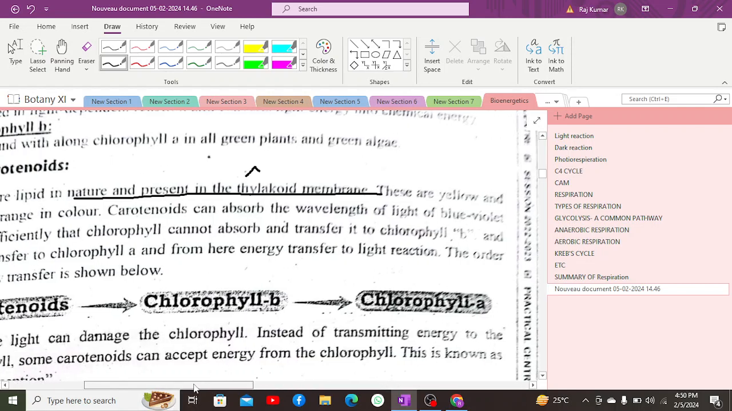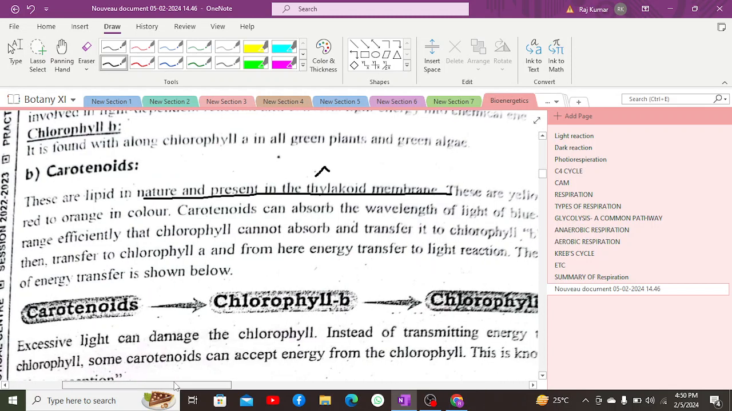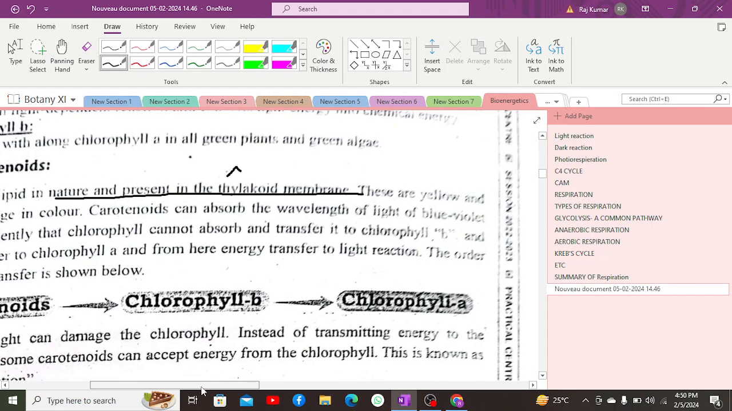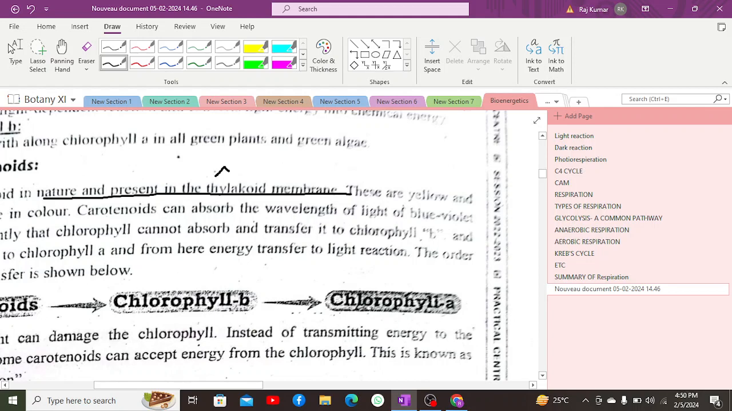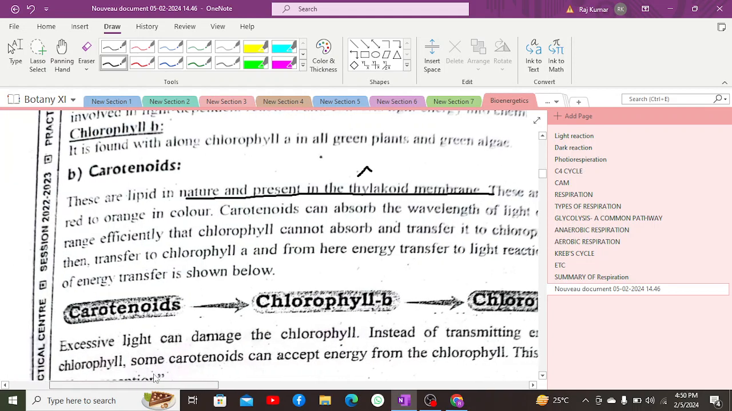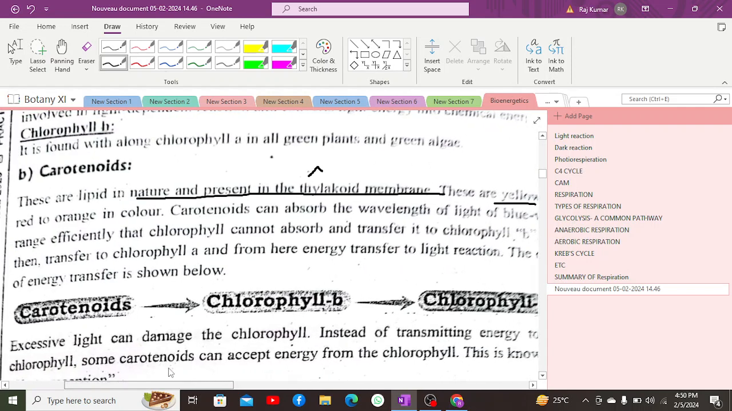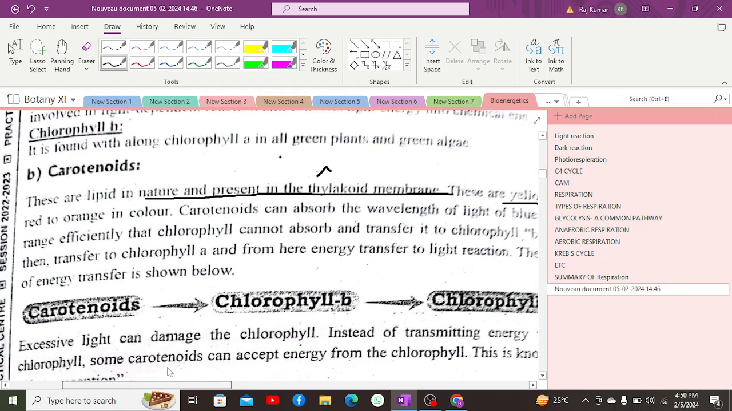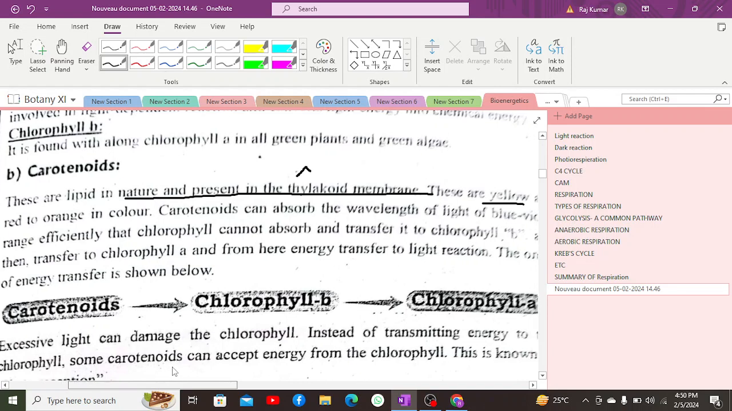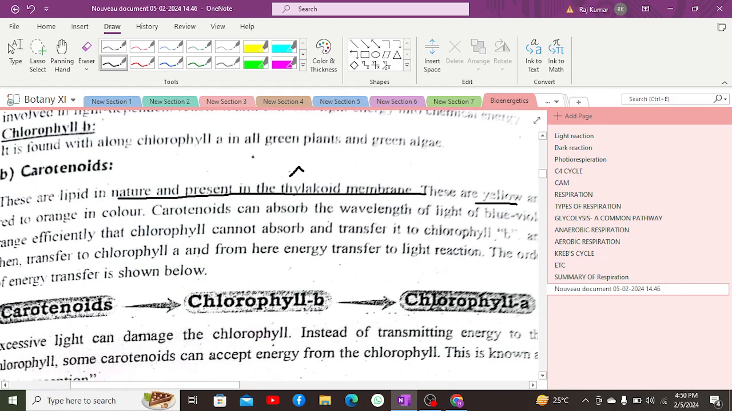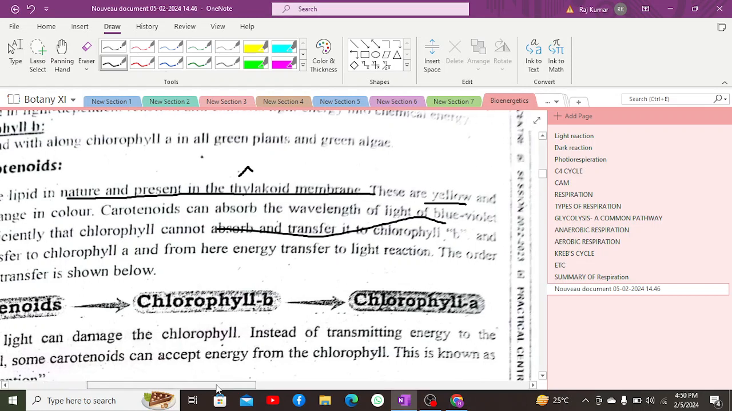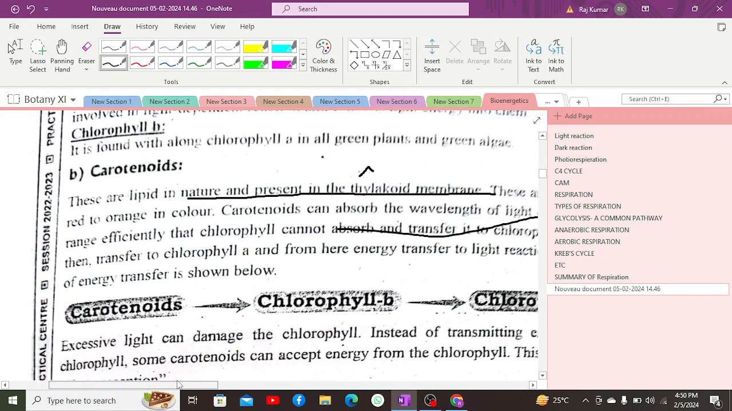When it comes to carotenes, they include beta carotene, alpha carotene, and gamma carotene, among which beta carotene is the most abundant. These are red to orange in color, such that the red to orange ones are known as carotenes, and the yellow to orange ones are known as xanthophylls. Carotenes can absorb light of the blue-violet range efficiently.